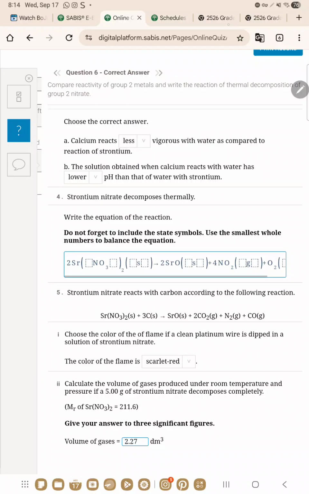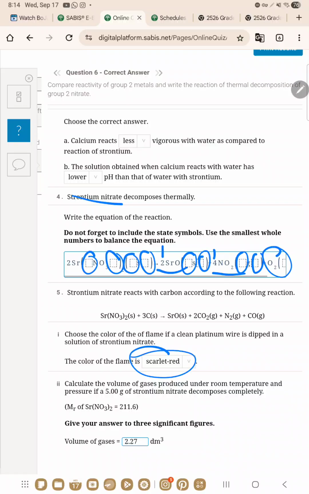Here they just want you to decompose strontium nitrate. Whenever you have nitrate, know that your products are gonna be the same. Your products are gonna be the metal oxide, NO2 gas, and O2 gas. Most likely this is gonna have 2 and this is gonna have 4. But you can balance it there on the spot. And I don't know why here they're very annoying with this box thing. I think they even marked the question wrong because of the boxes.